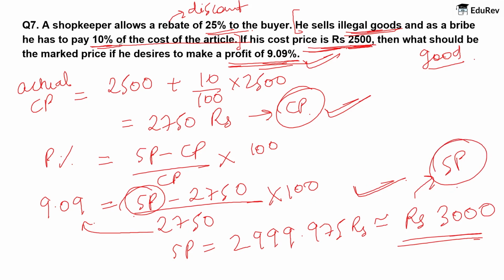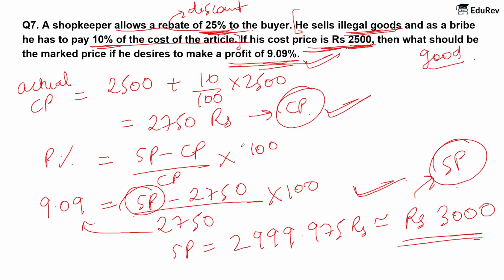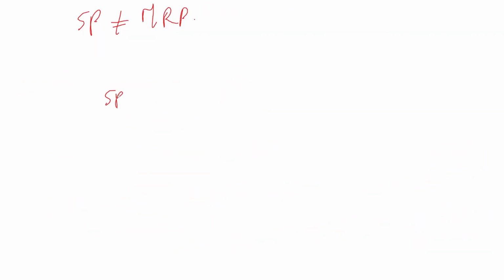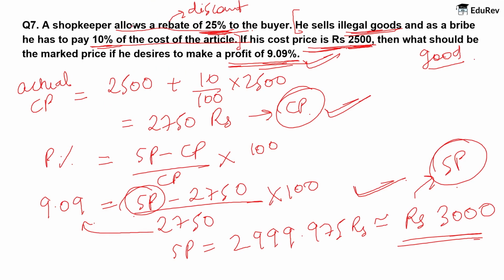But now if you read the first line of the question, it says a shopkeeper allows a rebate of 25%. So there's a discount of 25%. It means SP and MRP are not the same in this question. So there are two things. There is SP, there is mark price. So you know that when you are going from SP to mark price, or when you are going from MRP to SP, if you read the first line, shopkeeper allows a discount of 25%.